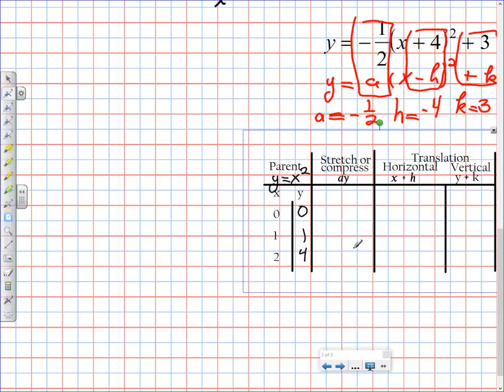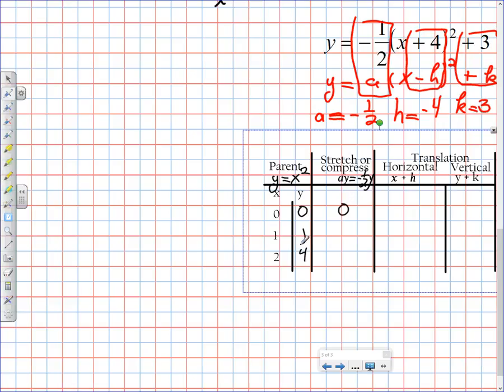And I don't know if you noticed, but in all the problems that I've done, these numbers are always the same. Now the stretch is a times y. In my case, a is negative 1/2, so I'm going to have negative 1/2 times y. That means take the y values and multiply by negative 1/2. So y is 0. 0 times negative 1/2 will give you 0.